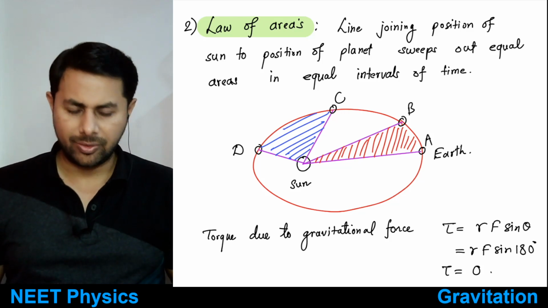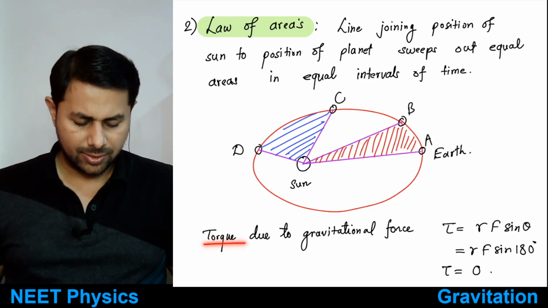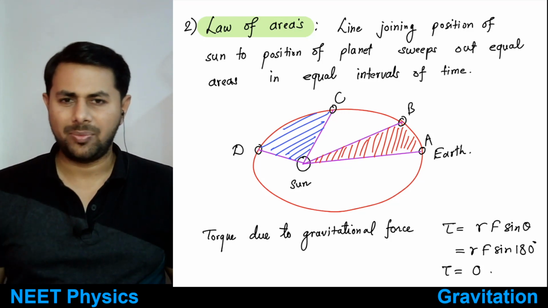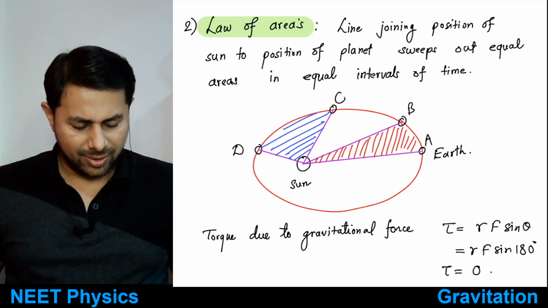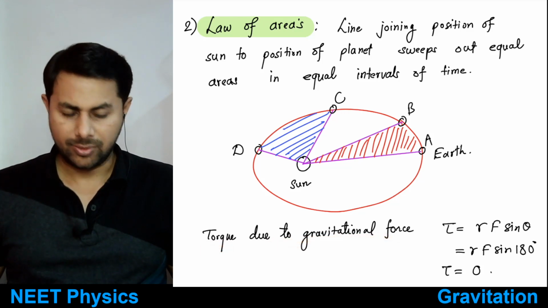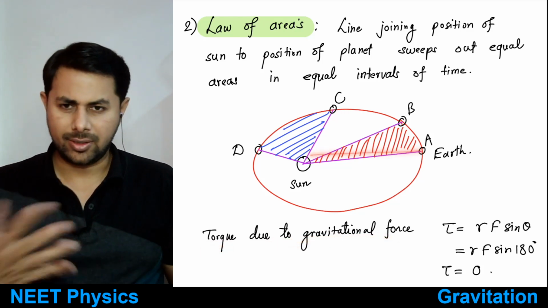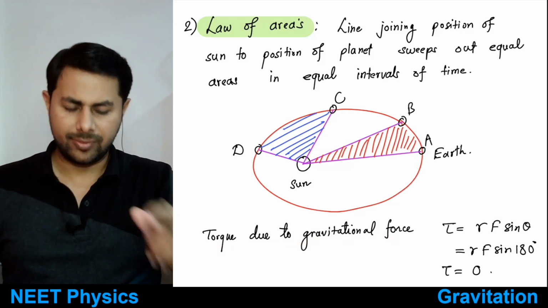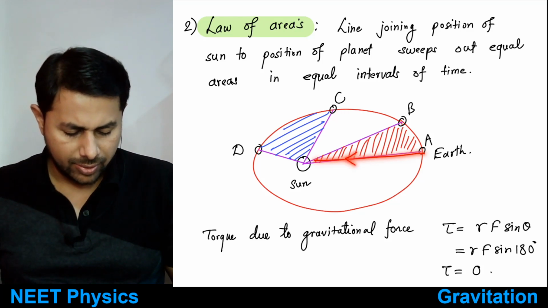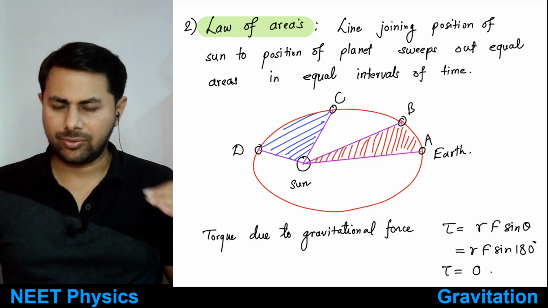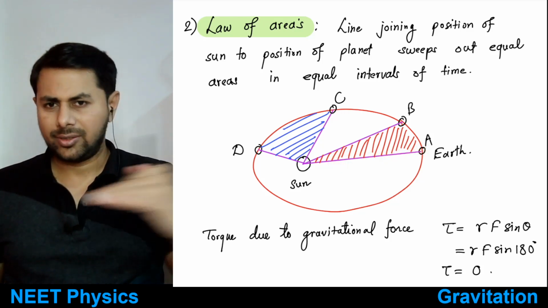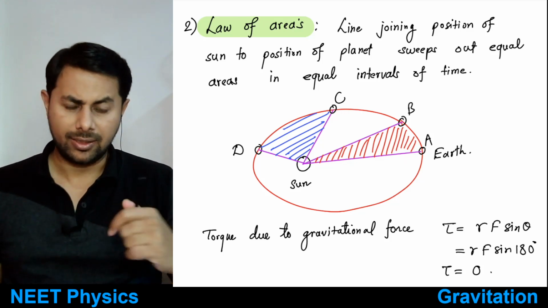Right? So this is an observation. Now, what is the significance of this law of areas? If you see the torque due to the gravitational force, you can think of the trajectory like a circle. The gravitational force will be directed along the radius and towards the center, or you can say that gravitational force is directed from the position of the planet to the position of the sun, because the sun is attracting the planet, right?